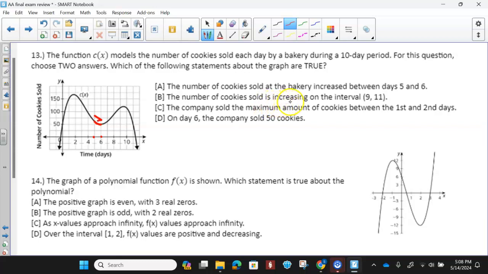The number of cookies sold is increasing on the interval 9 to 11. So let's check to see B. From 9 to 11. Well, it does increase, but then decreases. So nope, answer is not B either.